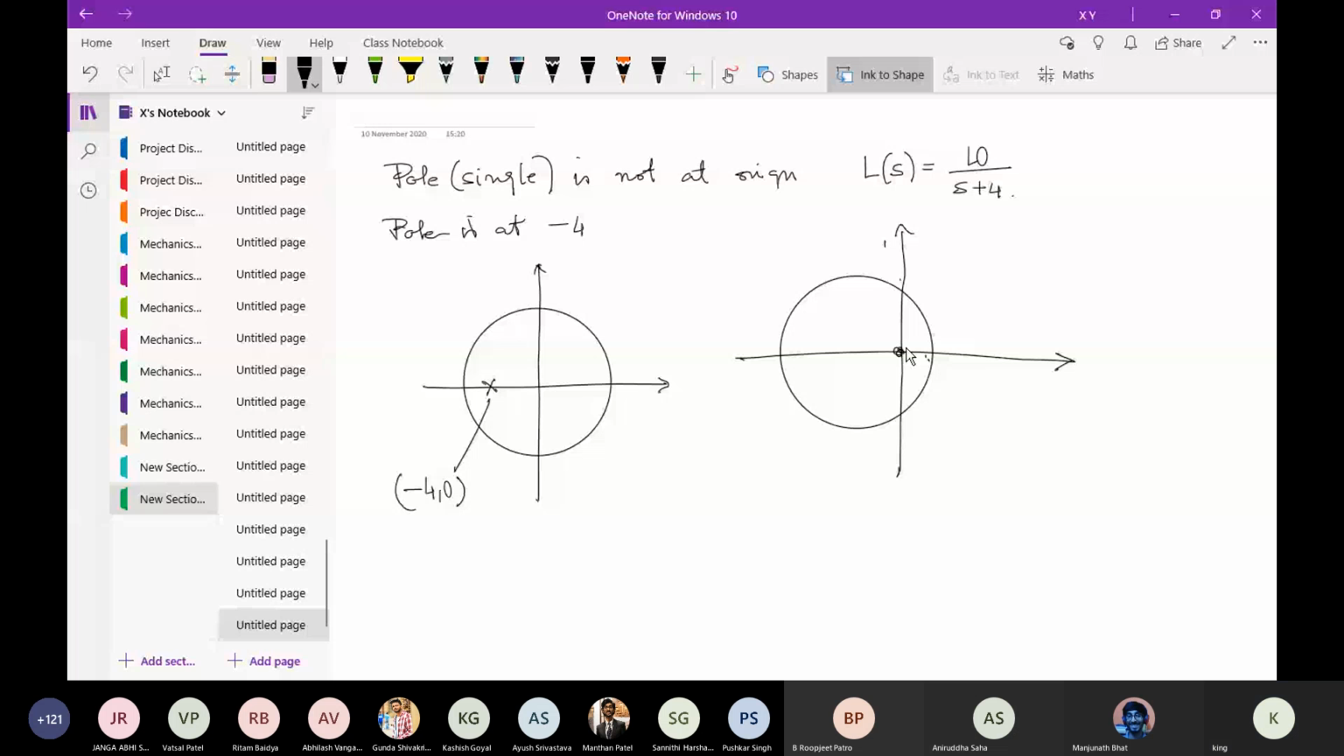And as I said, if you move this way, in this case, you will move this way in this case. So we again have direction of traversal reversed.